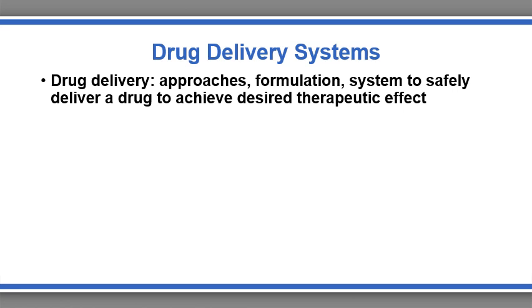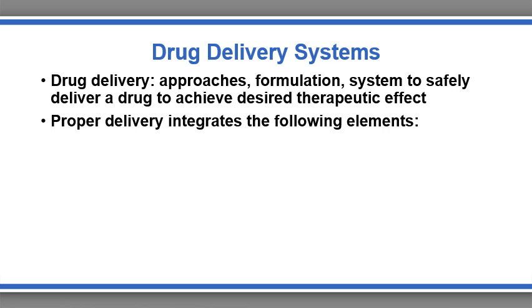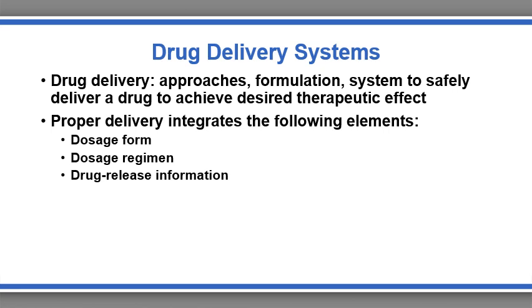So, drug delivery systems: the approaches, formulation, and system to safely deliver a drug to achieve a desired therapeutic effect. We're looking at how a drug is going to be given to a patient, in what form, and then the dosing and everything beyond that would be an important factor in how the patient gets the drug administered to them. So proper delivery integrates the following elements. We look at the form of dosage, so what form is the actual drug being delivered in? We look at the dosage regimen, in other words, how often and how much of the drug is going to be taken by the patient. We look at the drug release information and the route of administration.